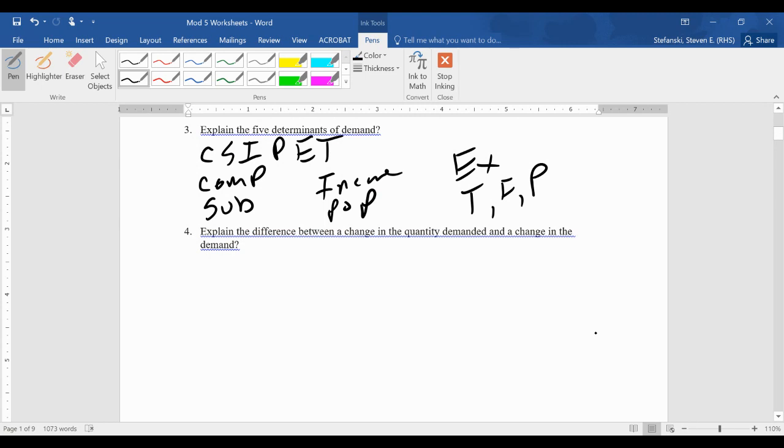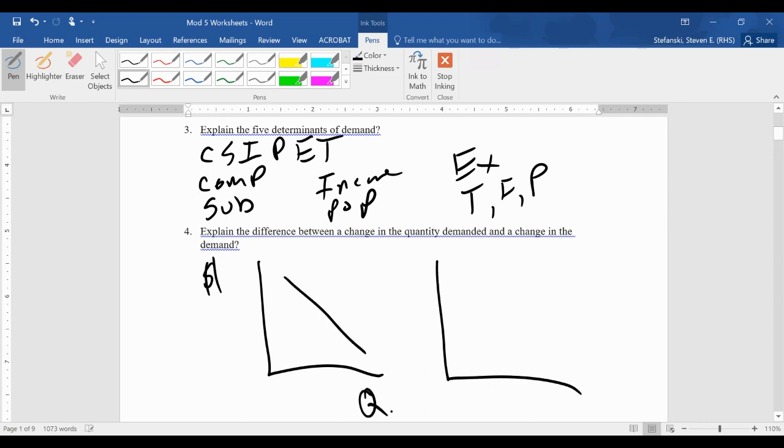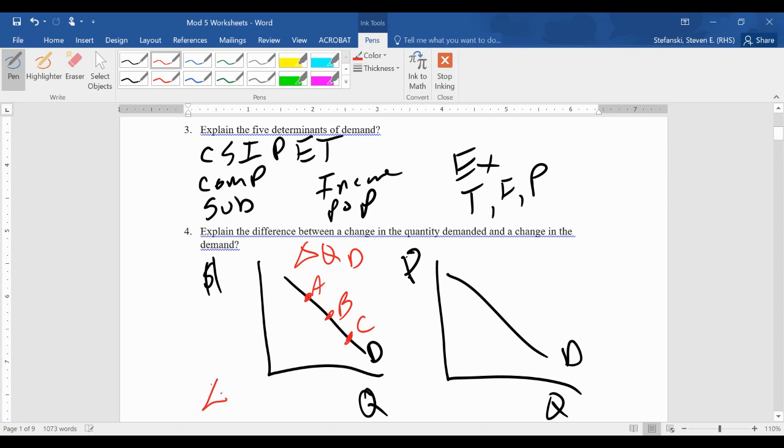Question 4 says, explain the difference between a change in demand and a change in quantity demanded. Remember, if you were to graph this, I'll put price and quantity, and the demand curve here. A change in quantity demanded would be going from A to B to C or vice versa. A change in price leads to a change in quantity demanded. Going from B to A is a decrease in quantity demanded. Going from B to C is an increase in quantity demanded. Remember, the numbers get bigger this way and that way. So going from B to A is an increase in price, but a decrease in quantity demanded. Going from B to C is a decrease in price, but an increase in quantity demanded.